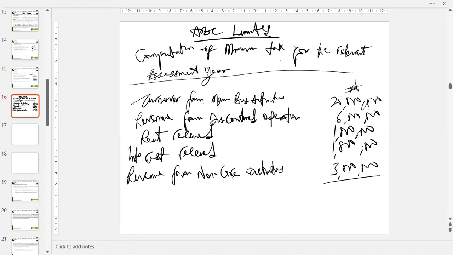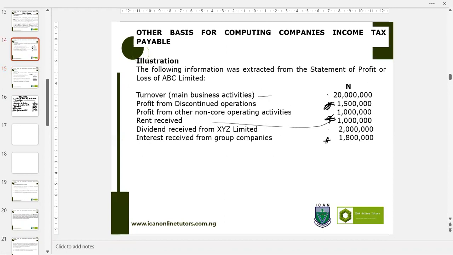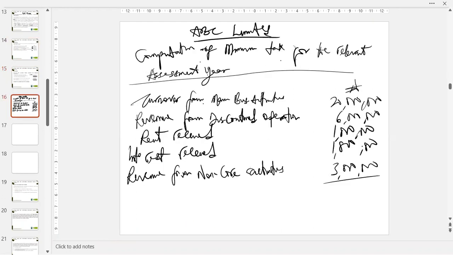So you see in some tests, they do include dividend received, but they will treat it as in and out. So meaning it will form part of the total gross turnover, and they also deduct it as franked investment income. So for instance, they will say dividend received from XYZ, we have 2 million naira.